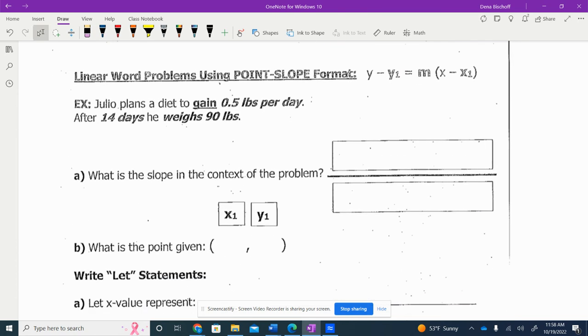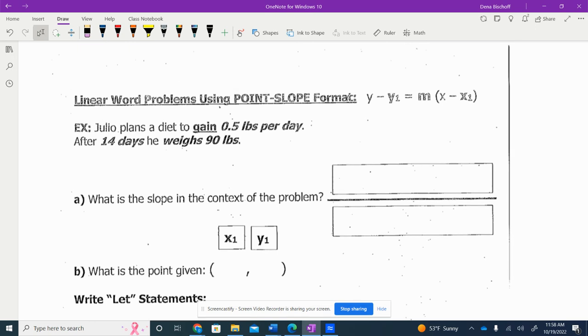So this one we're writing in point slope form. Do you see that? So I'm looking for the slope, and I'm looking for an ordered pair. So I'll read it, and then can you tell me what the slope is? Julio plans a diet to gain half a pound or 0.5 pounds per day. After 14 days, he weighs 90 pounds. So what is my slope?